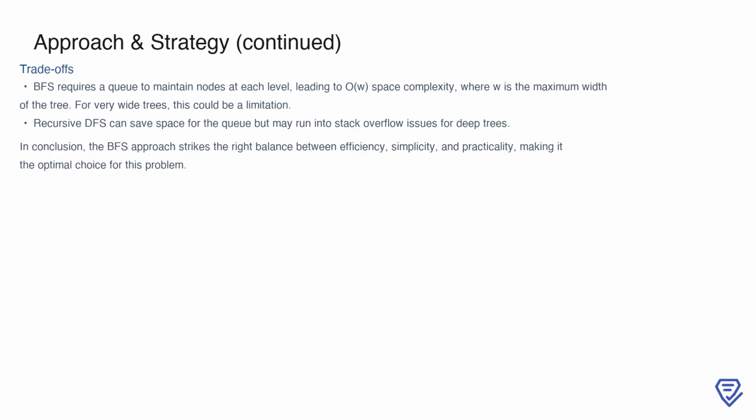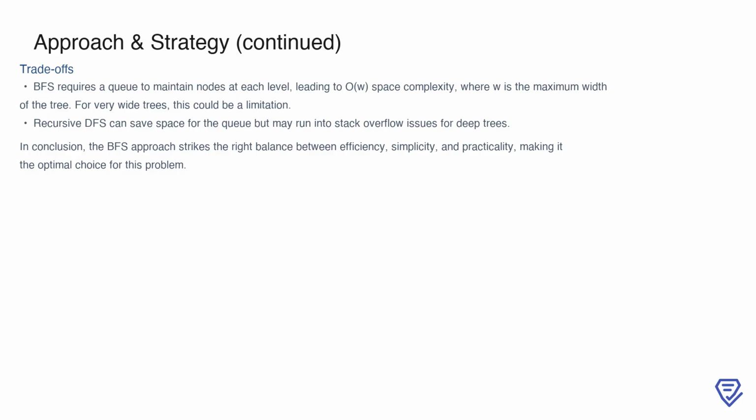While the BFS approach is efficient and practical, it does come with trade-offs. Specifically, it requires a queue to maintain the nodes at each level, leading to a space complexity of O(W), where W is the maximum width of the tree. For extremely wide trees, this could become a limitation. Recursive DFS, on the other hand, can save space by avoiding the need for a queue, but it introduces the risk of stack overflow for very deep trees. Additionally, the dictionary used in DFS to store level sums also contributes to space usage.